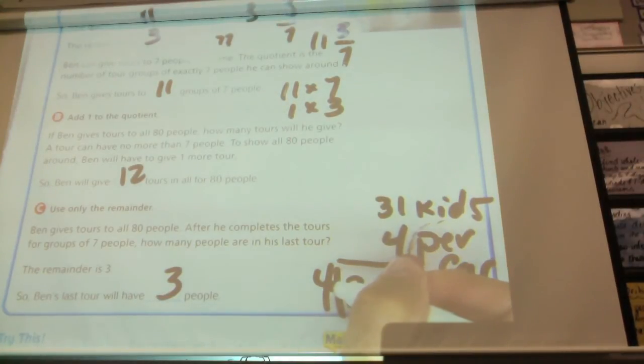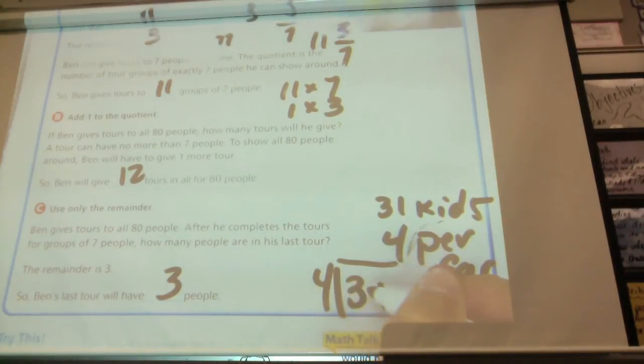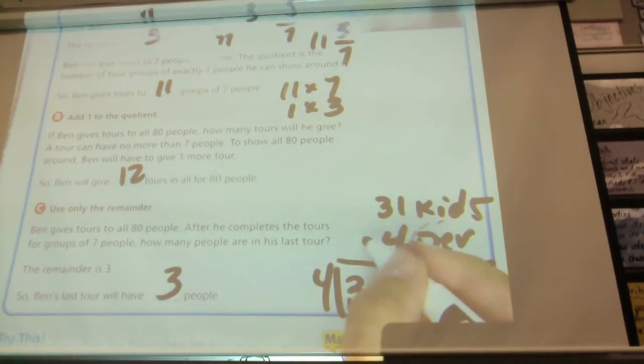Okay, all right, I want you to think, because you guys just start throwing answers out. Don't speak. 31 divided by 4, raise your hand when you know what the quotient is. Just the quotient, not the remainder. I know you guys know this. Okay, what is it?